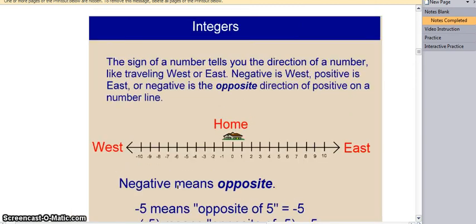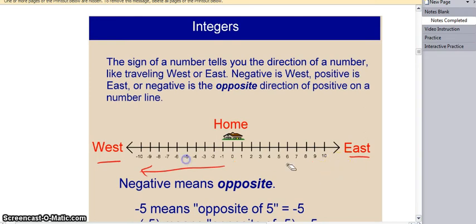So if you look at this basic number line, home is always at 0. That's always where we start counting from. So if I count to 4, I always start at 0 and then count over 4. And then west is our negative direction, east is our positive direction. So if I am at home and I move in the positive direction, then I'm moving east. If I move in the negative direction, I'm moving west.